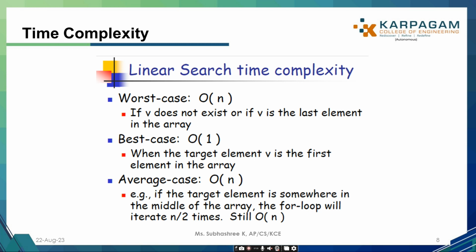When it comes to the worst case, that is if the element is not found in the given array, or if it is found as the last element in the array, say if there are 1000 elements and the 1000th element is the key value to be found, then all items have been traversed. So our worst case running time will be order of n.